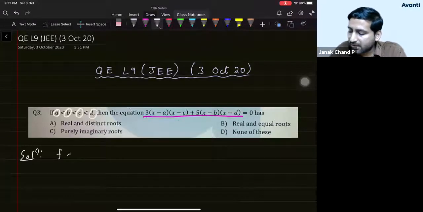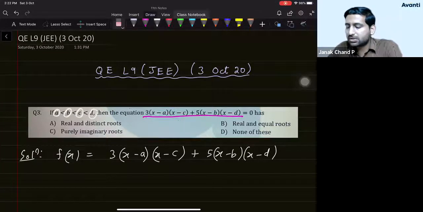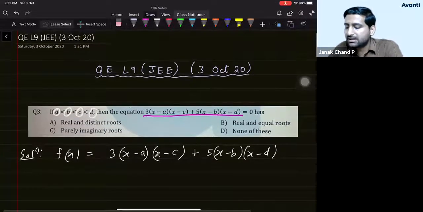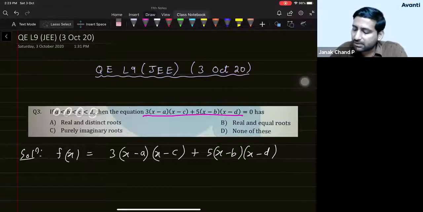Let me calculate f of A. First of all, I will assume f of x is equal to 3 into (x minus A)(x minus C), plus 5 into (x minus B)(x minus D). So remember, students, in a quadratic equation question, if any number is given in the question, you may have to calculate f of that number. It might be useful because in the concept of location of roots, you must calculate f of that number k. Fine. There are 4 numbers given in the question.